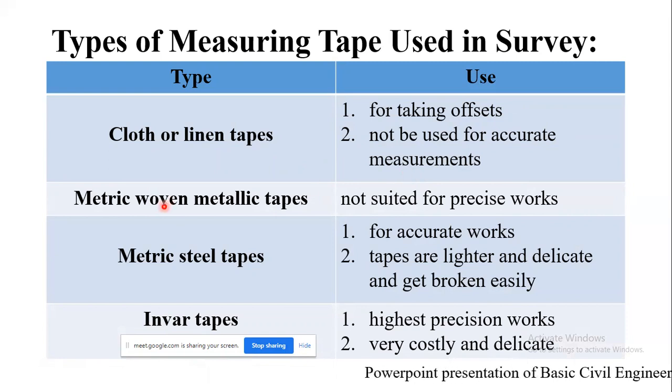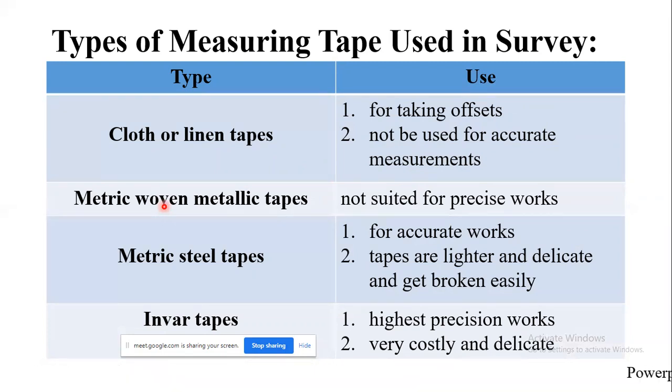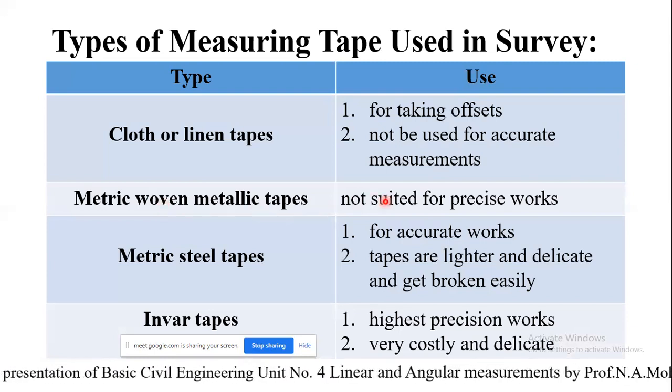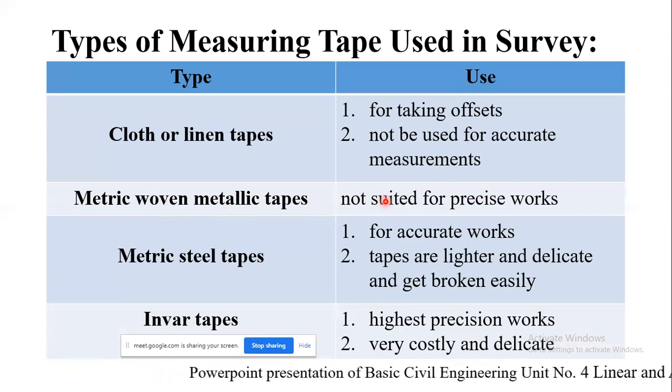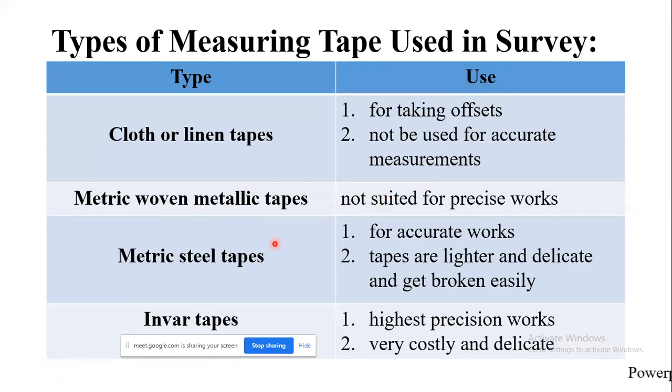Next one is the metric woven metallic tapes. When linen tape is reinforced with brass or copper wires to make it durable, it is called metallic tape. This is not suited for precise works. This tape is available in lengths of 15, 20, and 30 meters, and it is wound in a leather case, with a brass handle provided at the end. Next one is the metric steel tapes. These are used for accurate works.